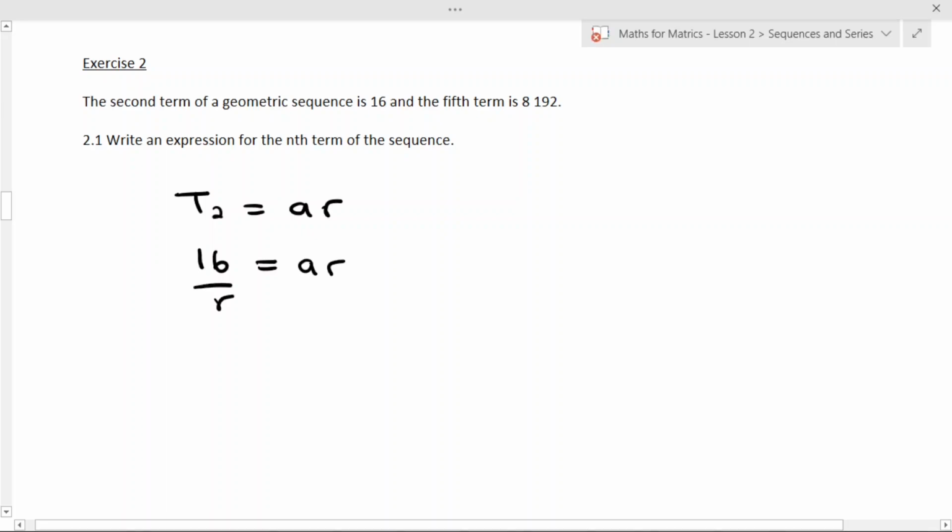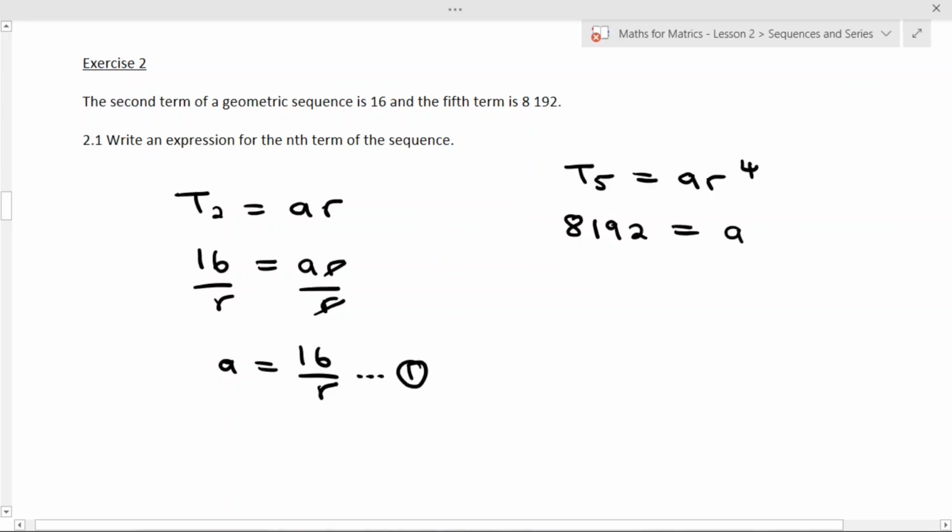If we divide both sides by r, these two r's cancel each other. We now have a is equal to 16 divided by r as equation number 1. We also know that the fifth term, t5, is equal to a times r to the power of 4. Let's substitute t5 with its value, 8192, and call this equation number 2. Now, let's substitute equation 1 into equation 2.